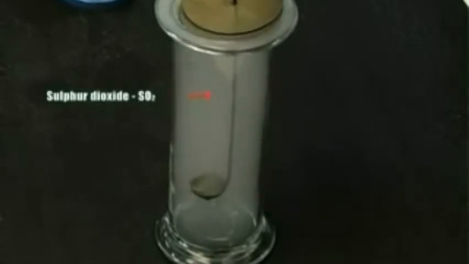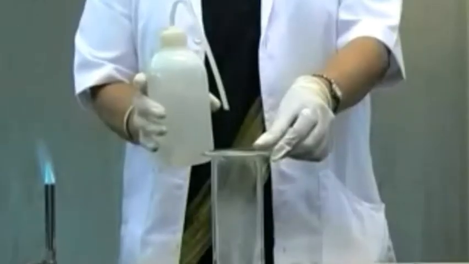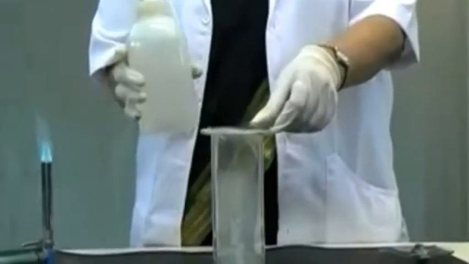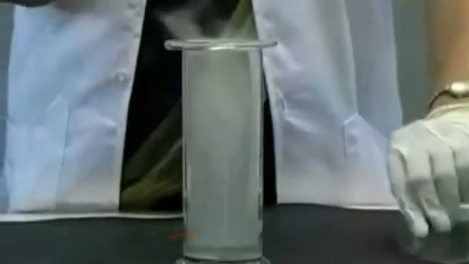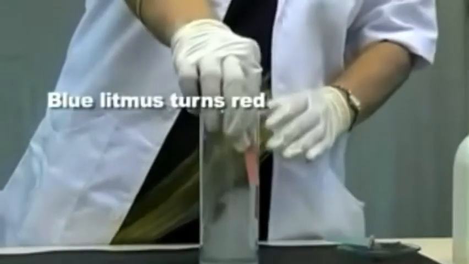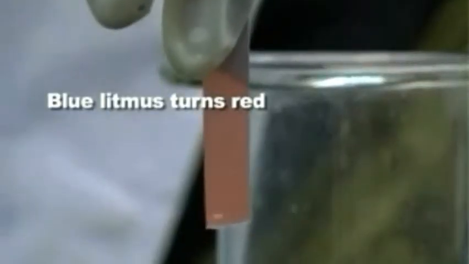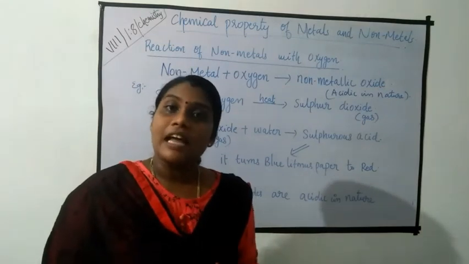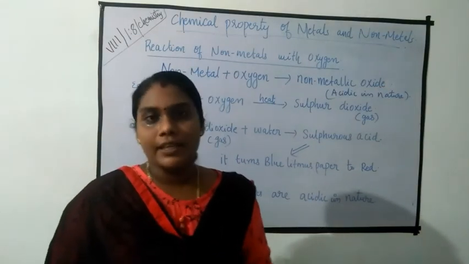After some time, we remove the deflagrating spoon from the jar. Then add some water to the jar. Here, sulfur dioxide gas reacts with water to form sulfurous acid. Then when we dip blue litmus paper into the solution, the blue litmus paper turns red. That means the solution is acidic in nature. From this experiment, we understand sulfur dioxide is acidic in nature.